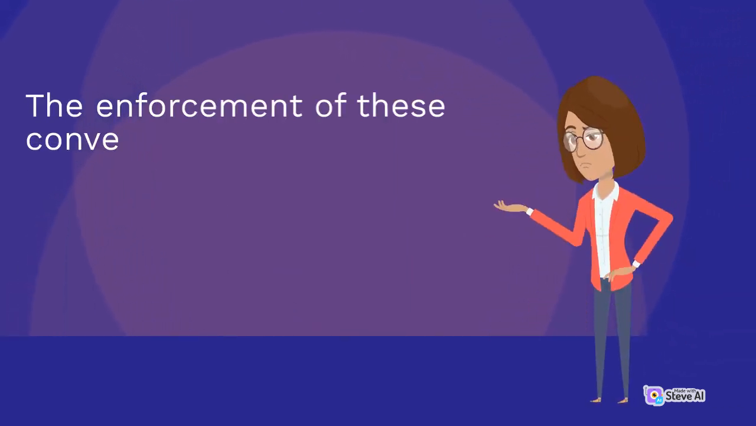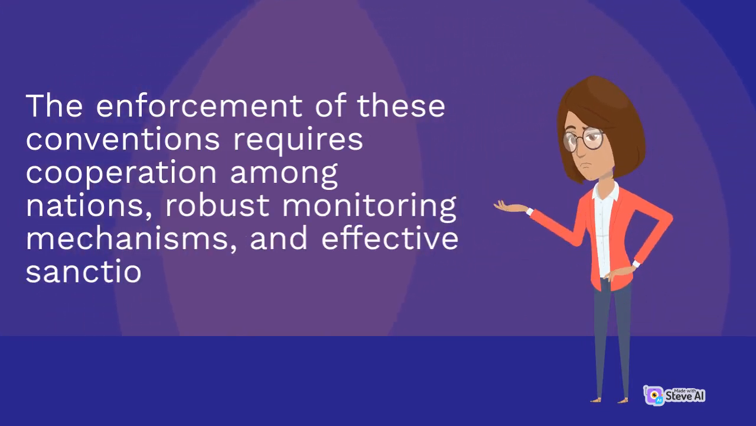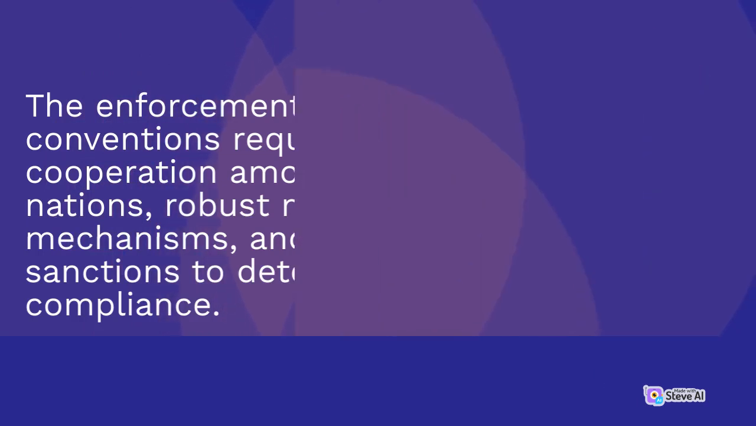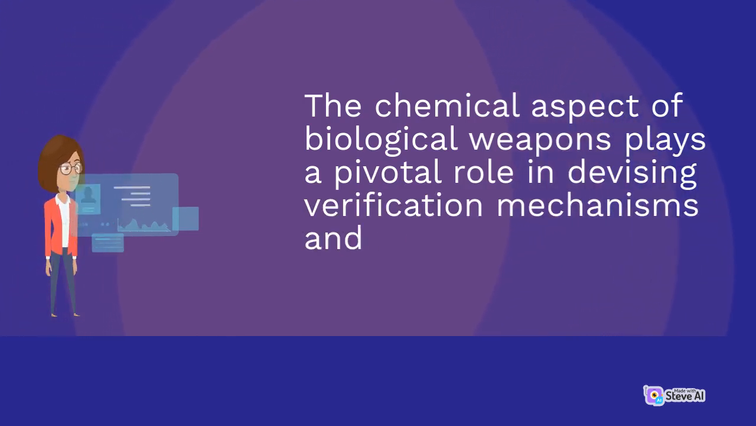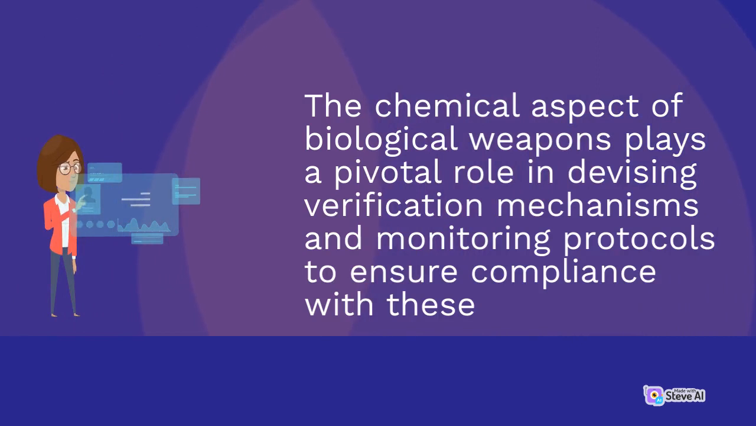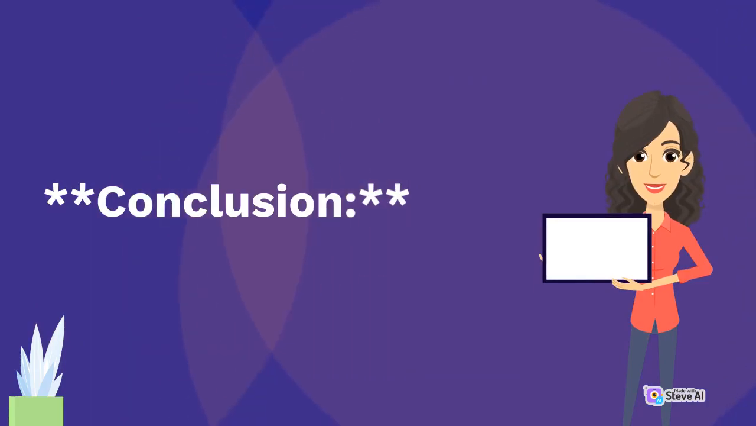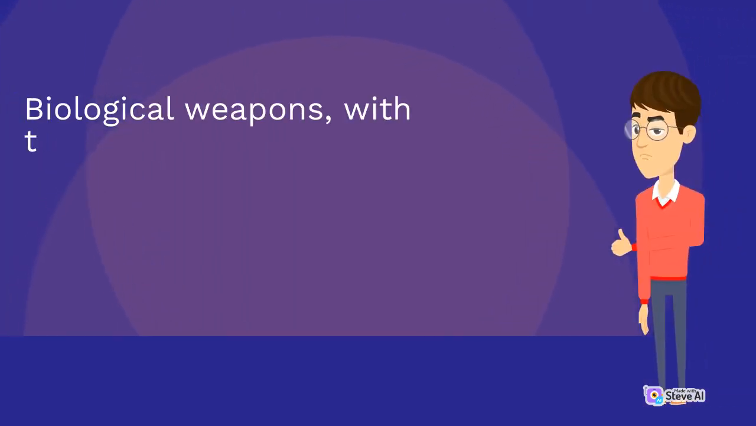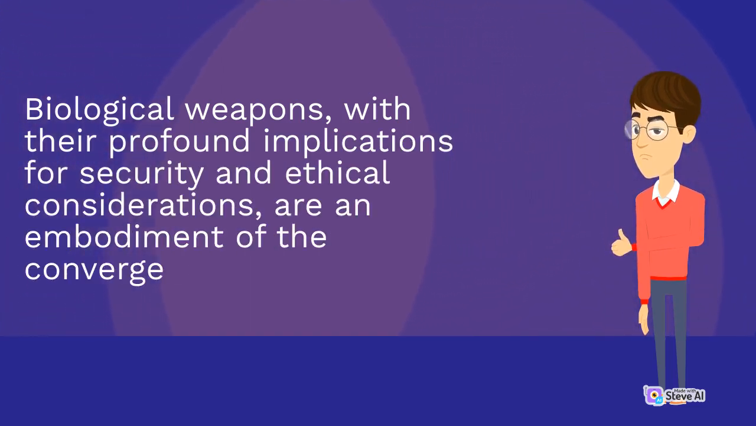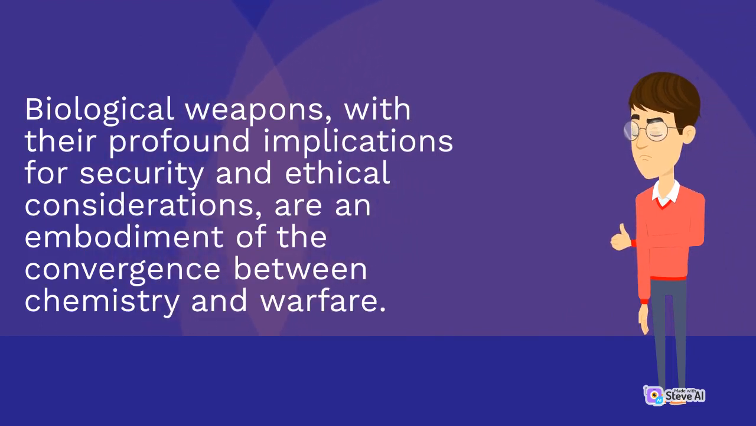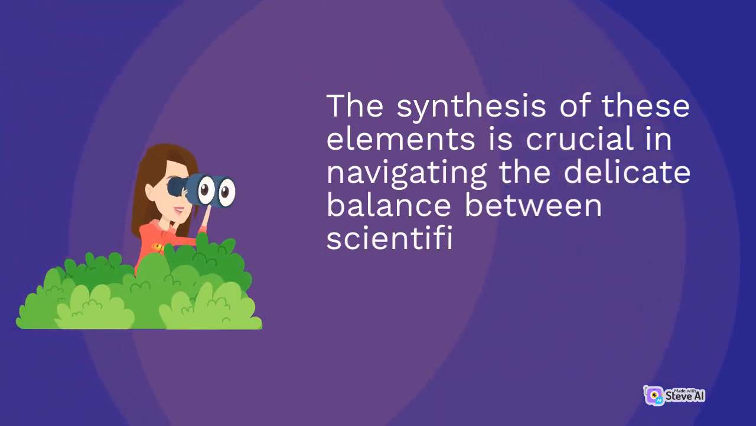The enforcement of these conventions requires cooperation among nations, robust monitoring mechanisms, and effective sanctions to deter noncompliance. The chemical aspect of biological weapons plays a pivotal role in devising verification mechanisms and monitoring protocols to ensure compliance with these agreements. Conclusion. Biological weapons, with their profound implications for security and ethical considerations, are an embodiment of the convergence between chemistry and warfare. The synthesis of these elements is crucial in navigating the delicate balance between scientific progress and the preservation of human well-being.